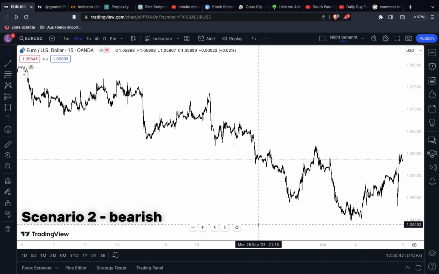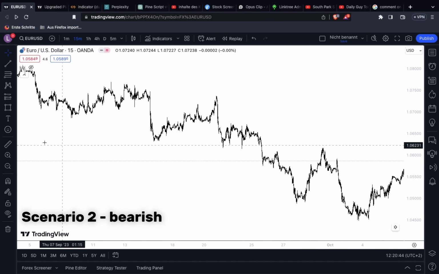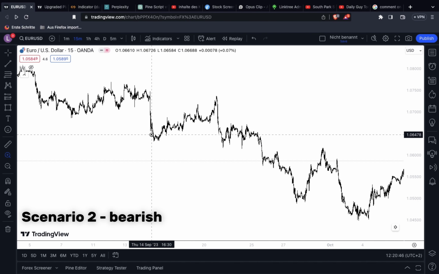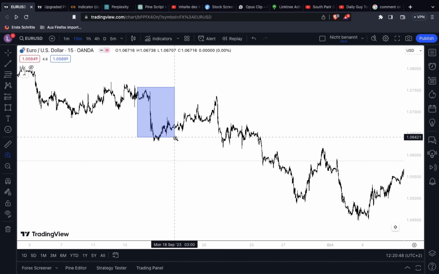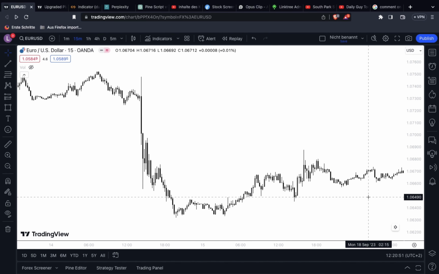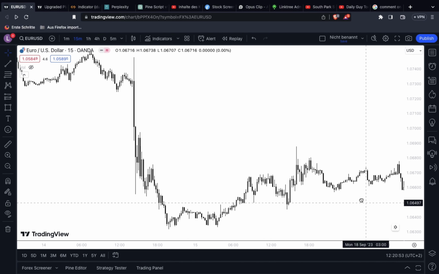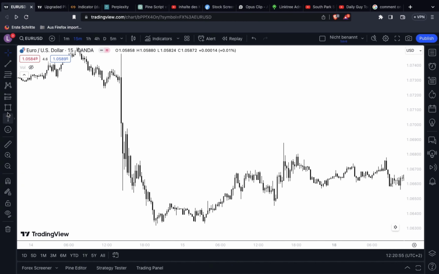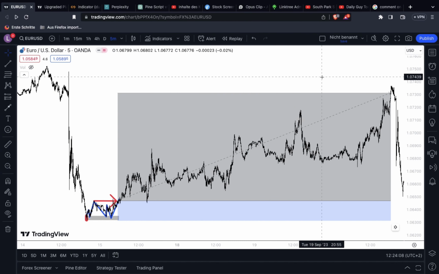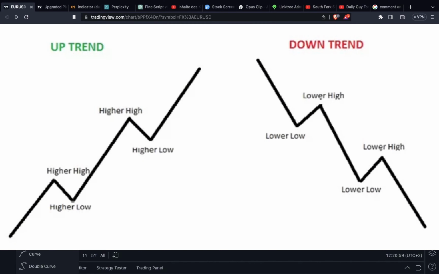Scenario 2. These aren't the normal order blocks you might be used to, but these have been profitable for me in the past, so I'm still going to show you them. In this case, the order block looks a bit different, a lot smaller, but can have the same impact on price. We need to be either in an up or down trend.